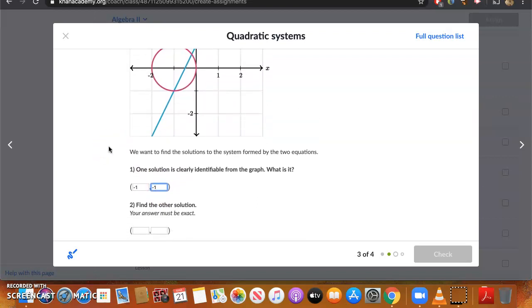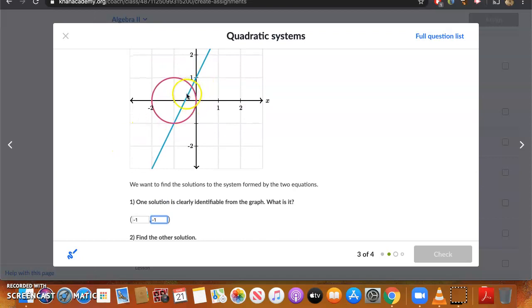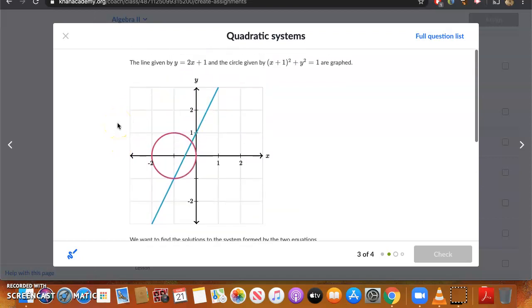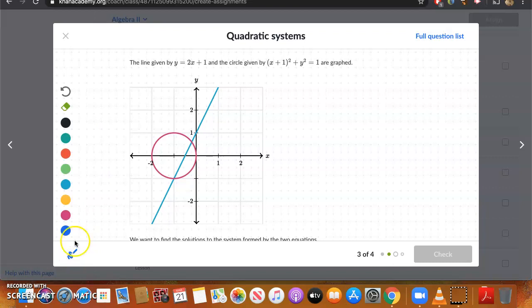Okay, now we need to find the other solution. In order to find this other solution, we can do it by graphing these two, or we can do it by algebraic methods. So I'm going to show you the algebraic method right now. So here we go. The first step is pick a color. I'll pick that one.